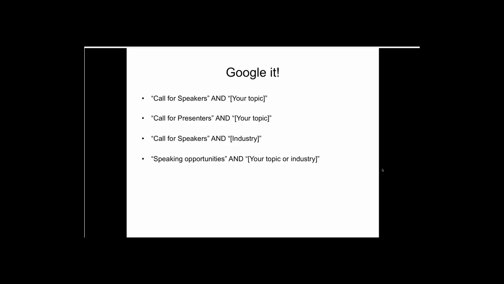Okay, so you want to type in "call for speakers," and then your expertise. So "call for speakers" and publishing. "Call for speakers" and finance. "Call for speakers" and fill in the blank. Okay, and you are going to see that once you actually Google this and stick to these, because these work really, really well, Google is going to give you a list of people that are looking for experts. And you just have to go from there.